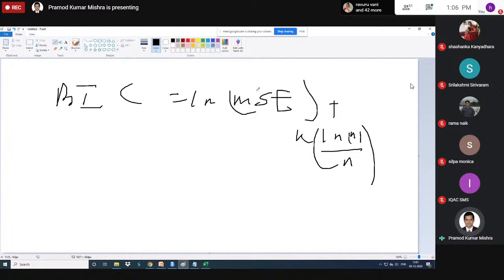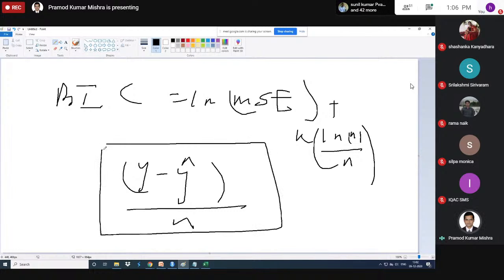Okay, this is mean square error. What is mean square error? Mean square error is y minus y prediction, right? So this is the error. You square it, take the sum, and divide by n, and you get your mean square error. Then for RMSE, we need to take the square root of this. Then you can calculate this. Then another criterion is something called Akaike information criterion, that is AIC.